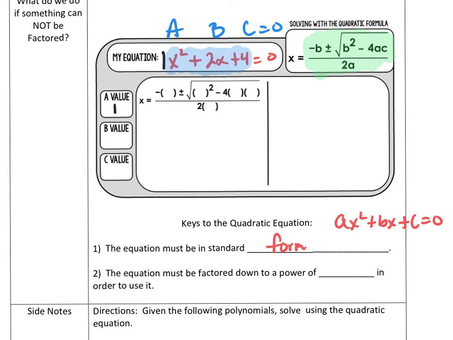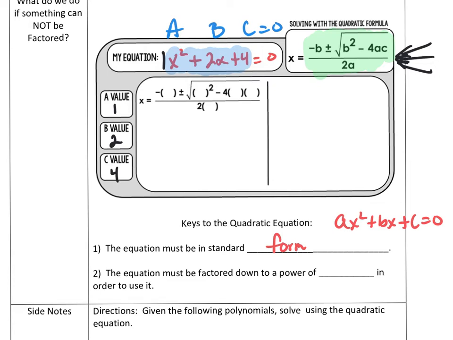The next is my b value, which is the number in front of x, which is 2. And the c value is the number that is by itself, or our constant, as we call it in math, and that value is 4. So we're going to plug all those values into this beautiful equation that is written right here. Now, if you're good with it, I'm going to go ahead and plug it in. I have it pre-printed here for you. I'm going to plug it in.